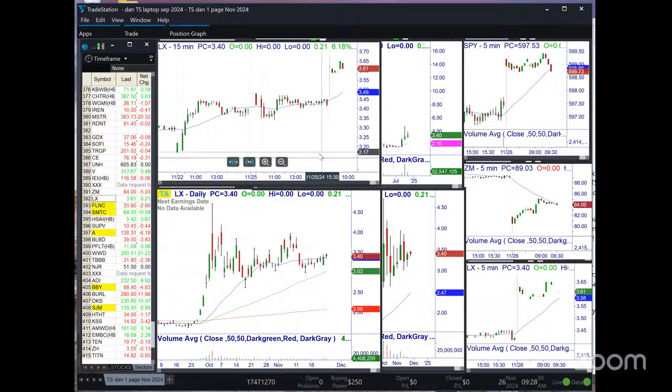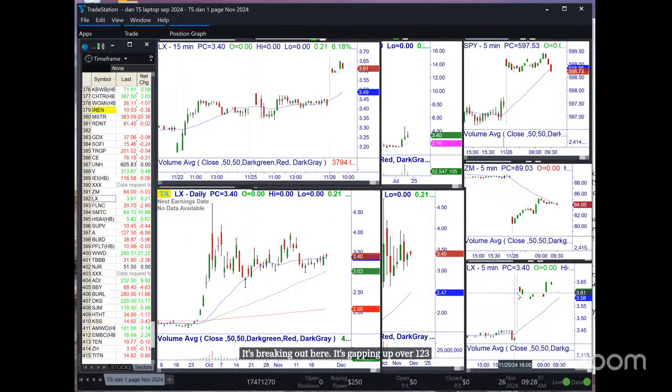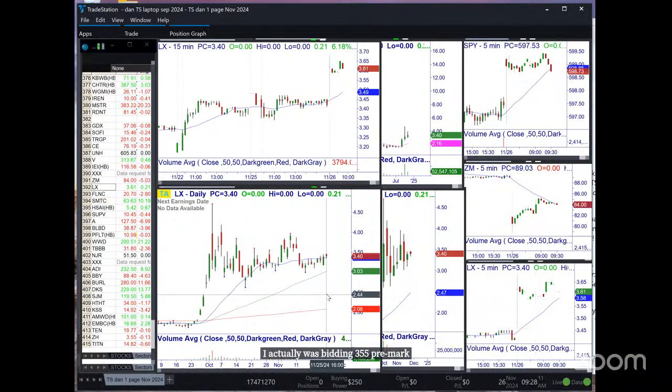LX. I love this pattern. It's breaking out here. It's gapping up over 1, 2, 3. I got it in the bottom right. I actually was bidding 355 pre-market. I did not get filled.